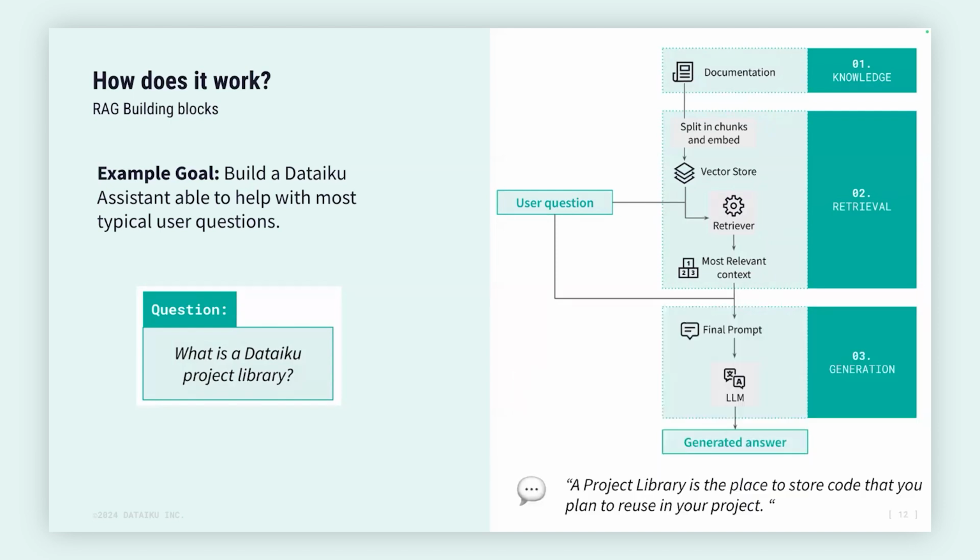The last component is the generation. This component provides a final answer based on the user question, the retrieved elements of context, and relies on a large language model. Typically here, we could have an answer around project libraries. It's a place to store code that you plan to reuse in your project. What's nice is that we can display along the answer of the large language model the sources that were used to generate this answer.